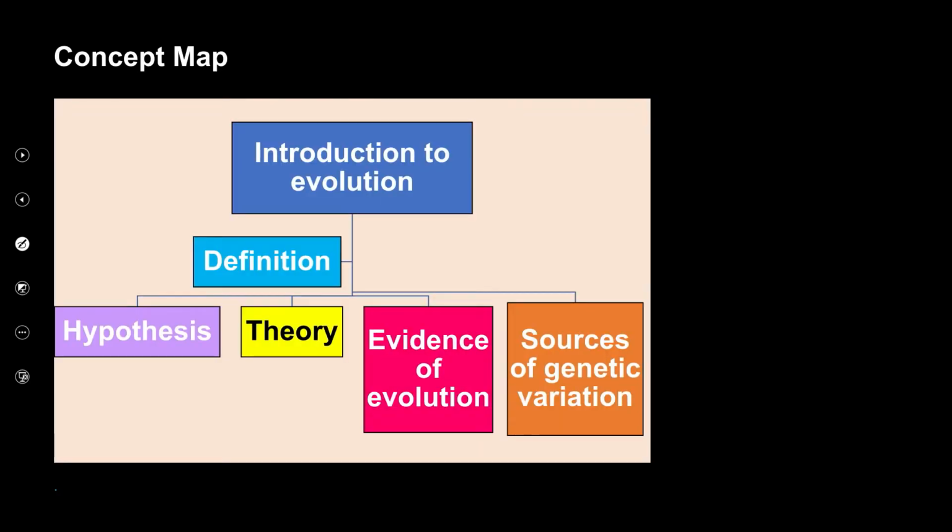All right, we're going to have a look at the concepts that we're going to cover today in the introduction to evolution. First of all, we'll have a look at a definition of what evolution is. And then we're going to have a look at the concepts of a hypothesis and a theory, and the difference between a hypothesis and a theory. We're also going to look at evolution evidence. There's lots of evidence that supports the theory of evolution. And finally, we're going to have a look at the sources of genetic variation.